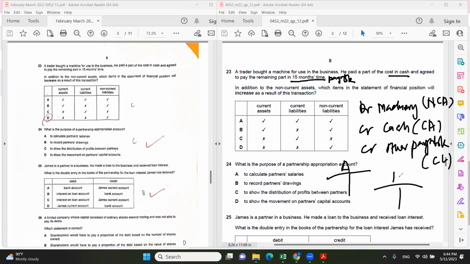Asset, liability. For an asset, debit is increase, credit is decrease. For a liability, debit is decrease, credit is increase. So here they say that in addition to the non-current asset, which item in the statement of financial position will increase as a result of this transaction? They are talking about the current asset and current liability. This one is not involved. So definitely the answer is this one.